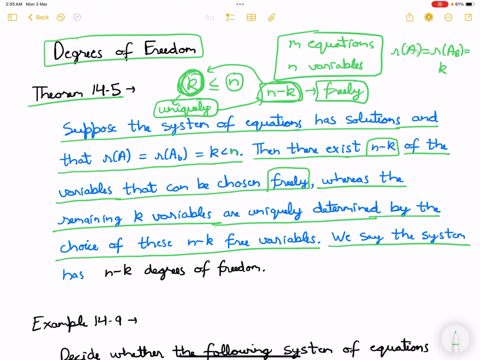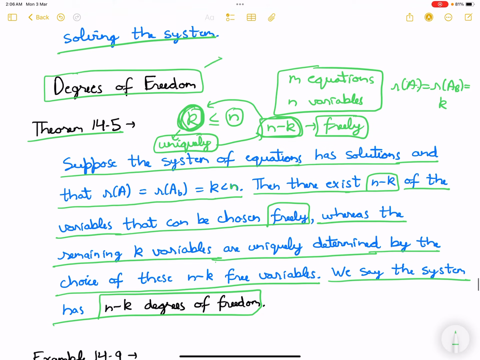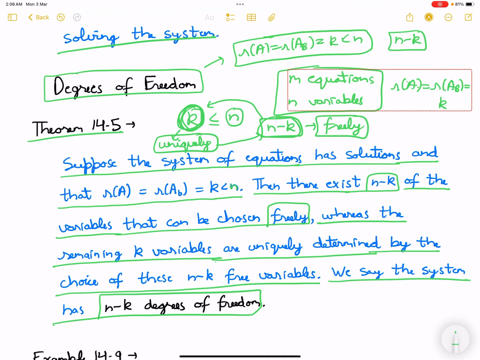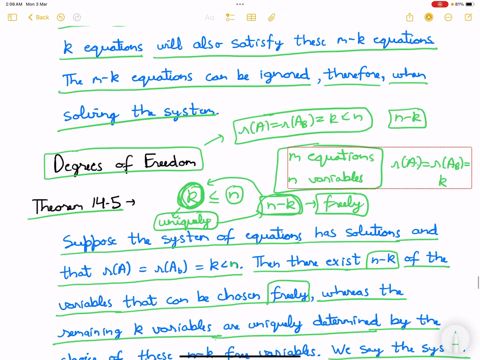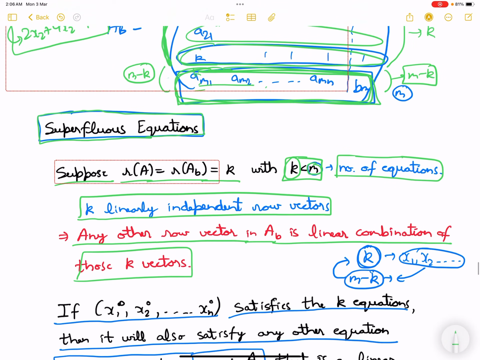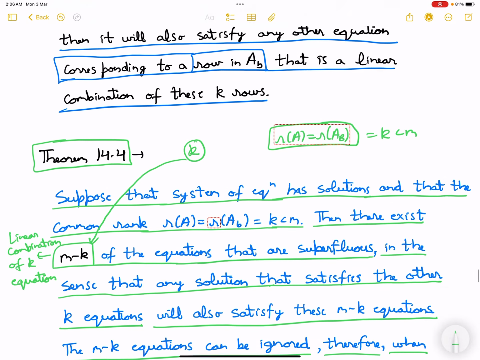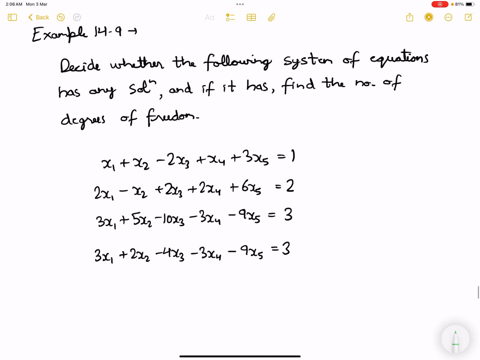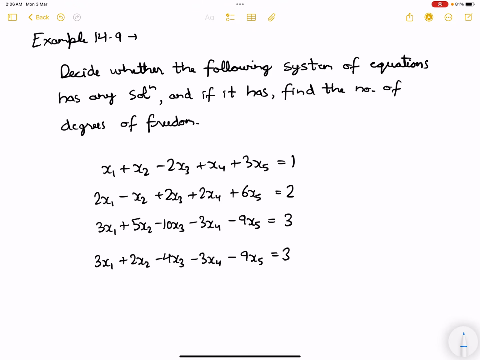So we say that the system has n minus k degrees of freedom. When we are talking about degrees of freedom, we need to consider the rank of A and rank of A augmented B and compare it with the number of variables present in the model. So n minus k gives you the degrees of freedom, whereas when we were talking about superfluous equations, we talked about m minus k. So the remaining equations. Okay. Now, okay, I'll be helping you in this question. So let's start with the.